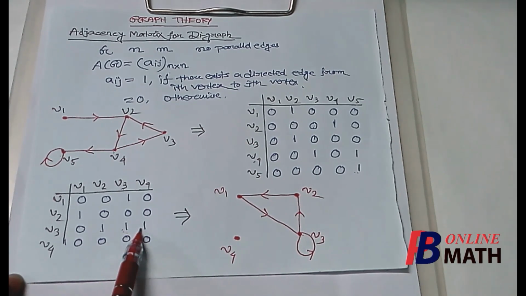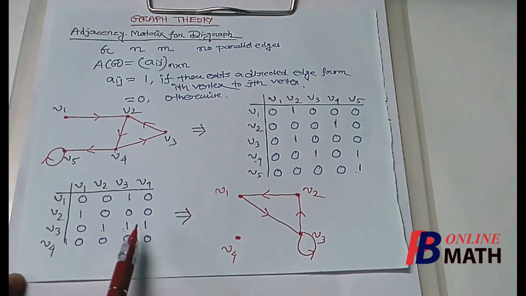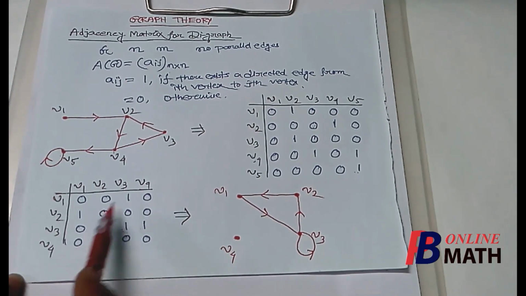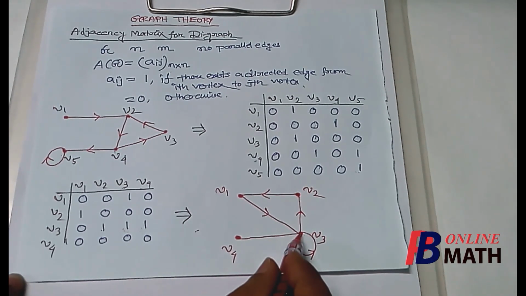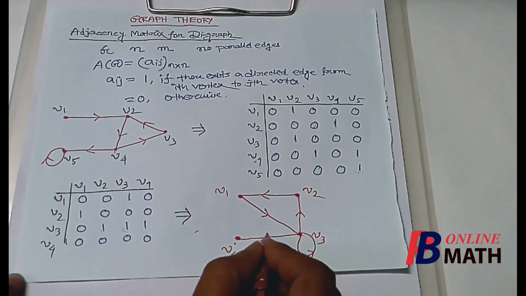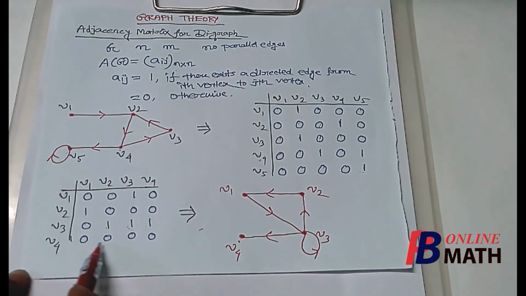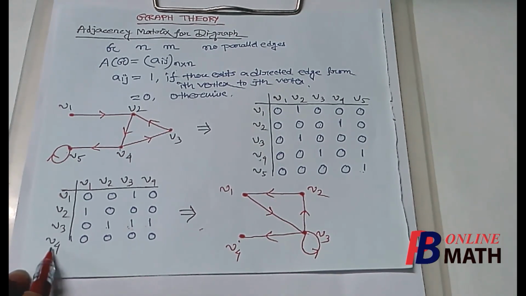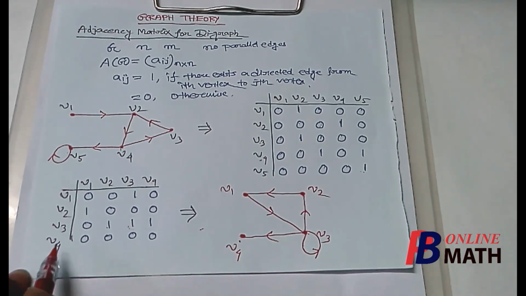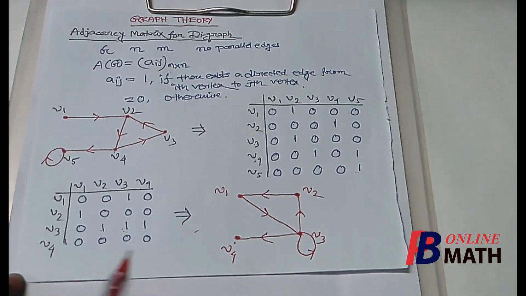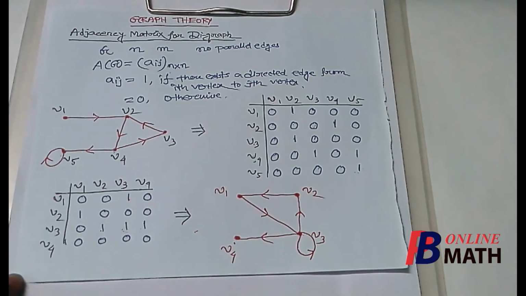And the next one is in the row of v3 and in the column of v4. So there exists a directed edge from v3 to v4. The direction is from v3 to v4. And finally we find that there is no non-zero element in the row of v4. So there is no edge going out from this vertex v4. So this is the required diagram corresponding to this adjacency matrix.